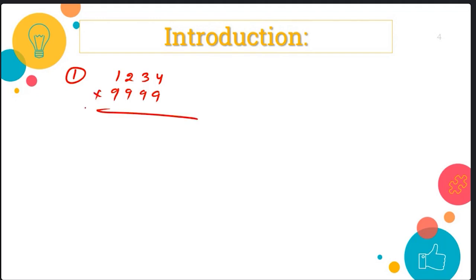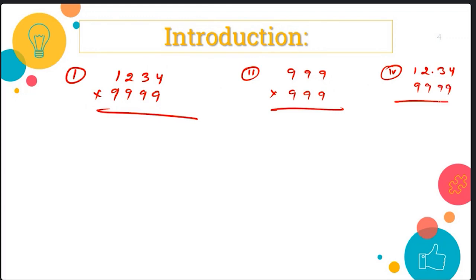But this is only the first part. The second kind is that both numbers are series of 9. The third possibility is that the number is in a decimal format. Both numbers can be in the decimal format, like 2.34, 9. Then what are you going to do? It can be maybe another 9 here as well. That is the third possibility.